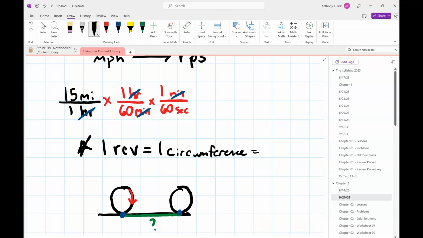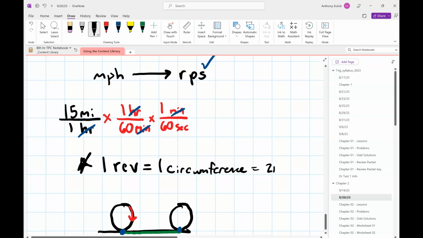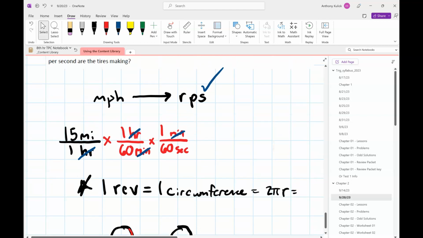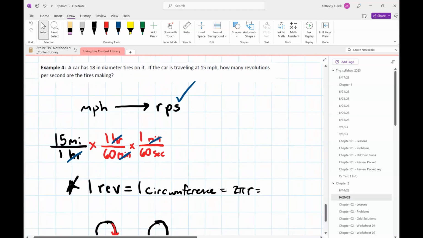In our case, what is the circumference? 2 pi r, and r in this case is what distance or length? 18 inches is the diameter, so the radius, the r, is 9. That's okay. So I know that one revolution in this problem is 18 pi inches.